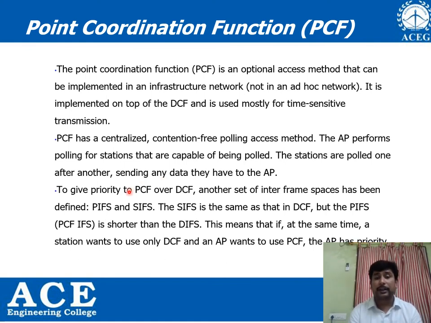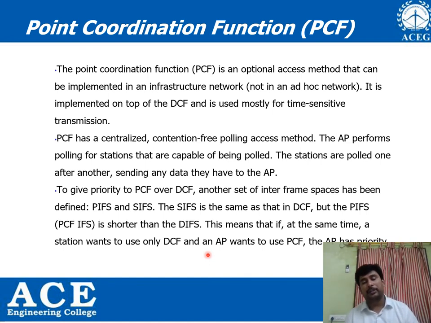To give priority to point coordination function over distributed coordination function, along with short interframe space which we discussed in distributed coordination function, we also use one more interframe space called PIFS, which stands for point coordination function interframe space. And this is shorter than distributed interframe space. This means that if at the same time a station wants to use only DCF and an access point wants to use point coordination function, we have two stations.